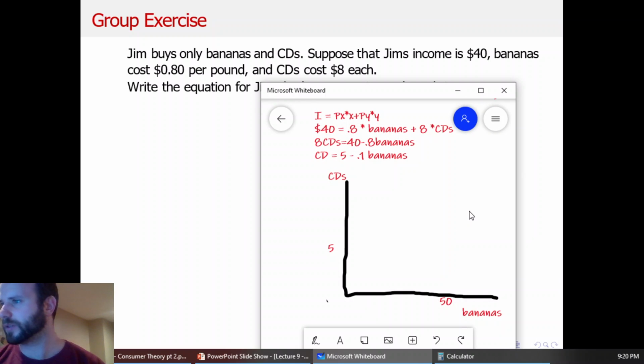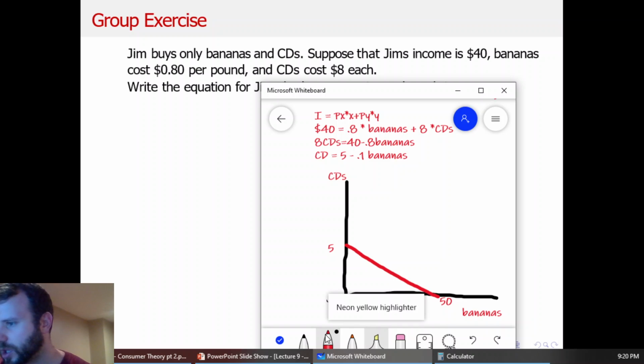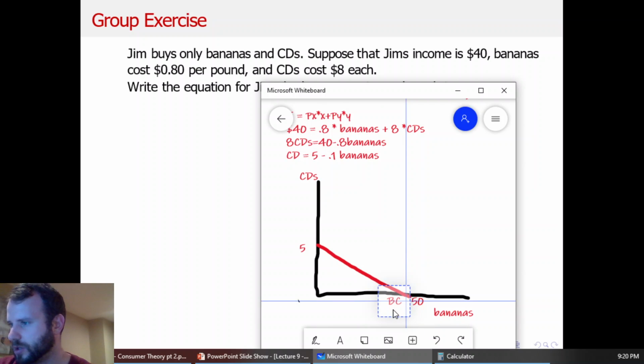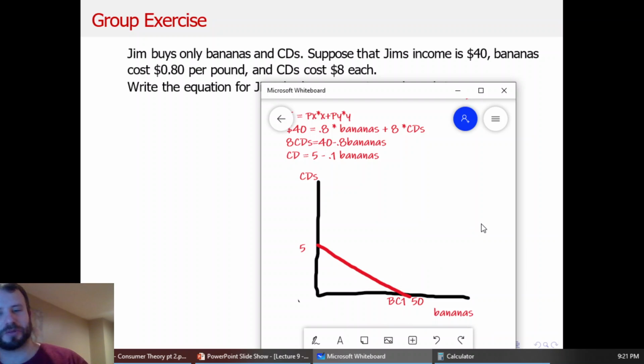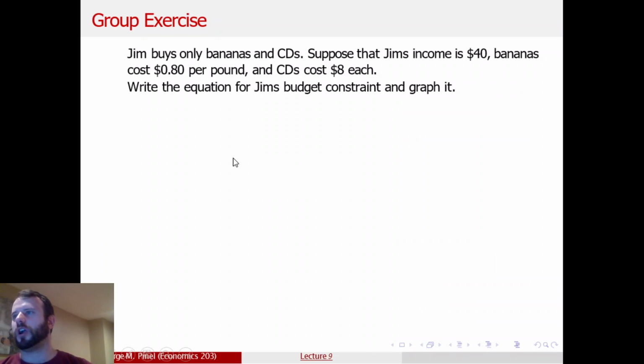Okay. So the budget constraint is going to look like this. Okay, and let's label that budget constraint. I'm going to label it BC1 because I wrote the problem and I know that there's going to be a price change later on. Okay, so budget constraint 1. Okay. All right, so we wrote the equation for Jim's budget constraint and graphed it.